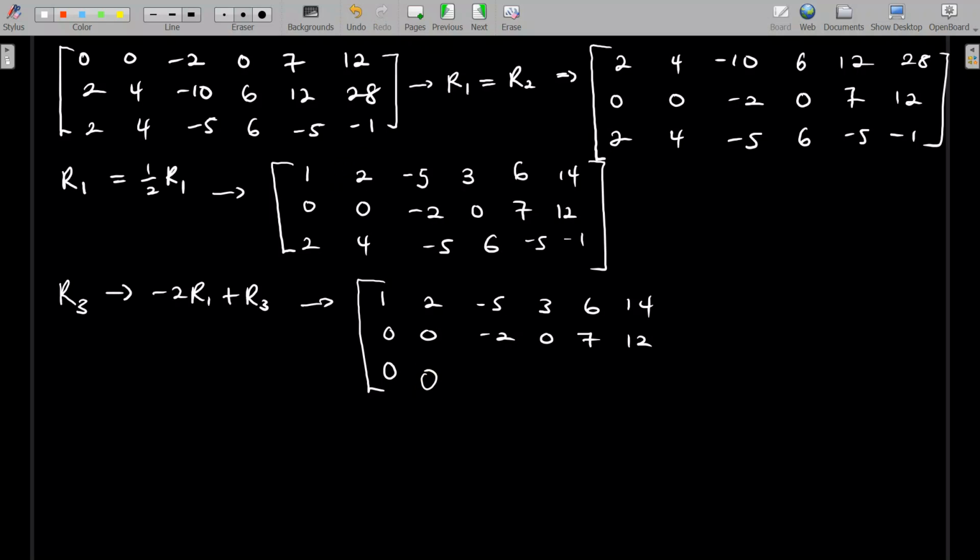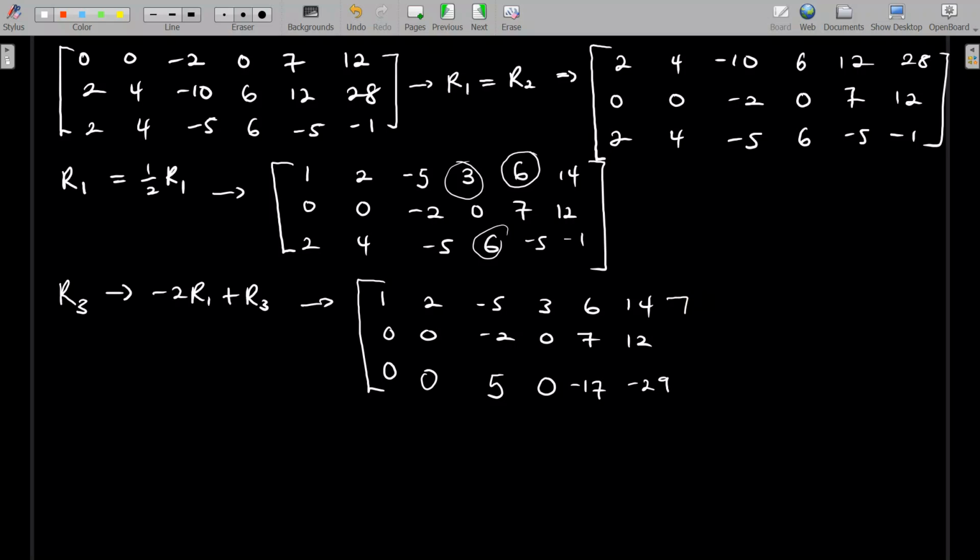-2 times -5 is positive 10, I guess, right? And then I add it to my -5. So if I add positive 10 to -5, I'm going to get 5, right? I'm going to have -2 times this plus 6, and that's going to be 0, because -2 times 3 is -6, plus 6 is 0. Then -2 times 6 is -12 plus -5, and that's going to be -17. Sorry. And then -2 times 14, which is -28, plus -5, which is -29.